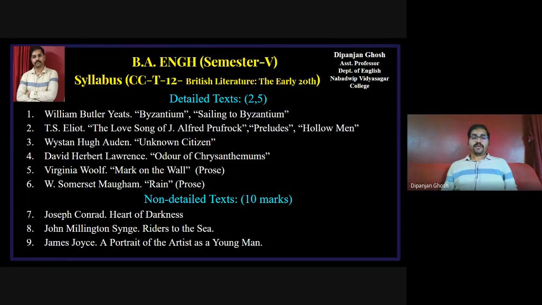Which particular textbook is good for T.S. Eliot? I will obviously suggest the Oxford edition, edited by Manju Jain. This is very good for T.S. Eliot's writings. Hollow Men was written much later, after The Waste Land. So if you have to go through Hollow Men, you need to know something about The Waste Land too. And Byzantium and Sailing to Byzantium are available in the anthologies, where poems by the modern writers have been taken for orientation.